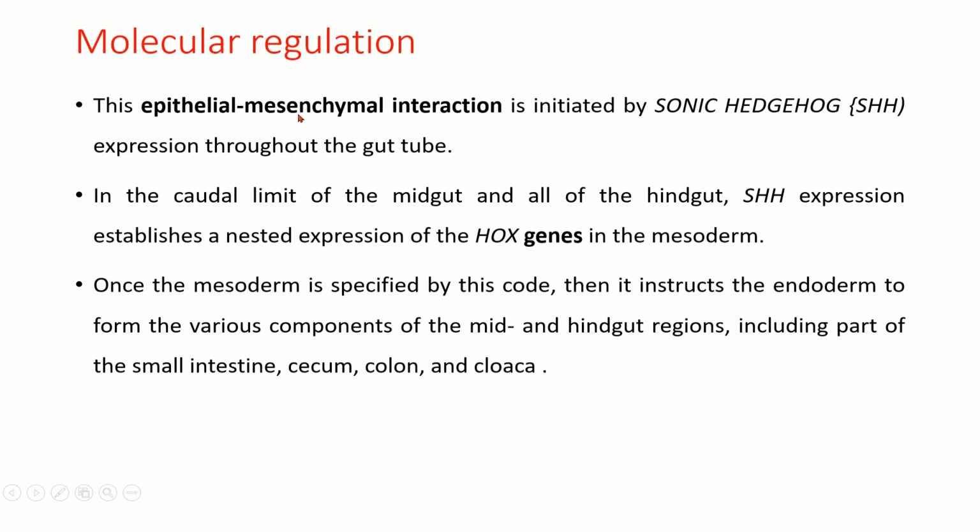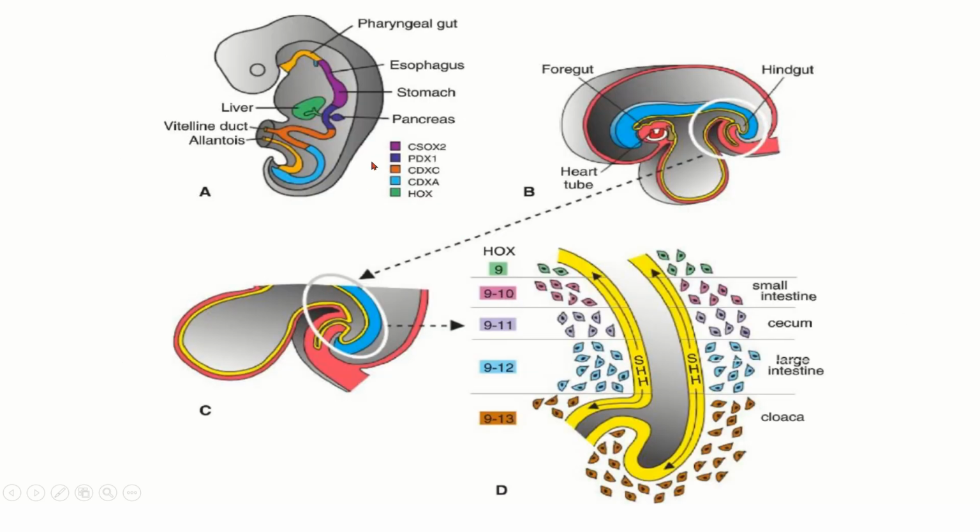This is mainly done by epithelial-mesenchymal interaction, which is initiated by sonic hedgehog. And in the caudal part of the midgut and hindgut, this sonic hedgehog expression will initiate the expression of Hox genes in the mesoderm, which will regulate the formation of the distal part of the midgut and the hindgut. You can see here different genes coding for different parts. Here also you can see sonic hedgehog inducing Hox genes, a cascade of genes for developing the distal part of the midgut and the hindgut.